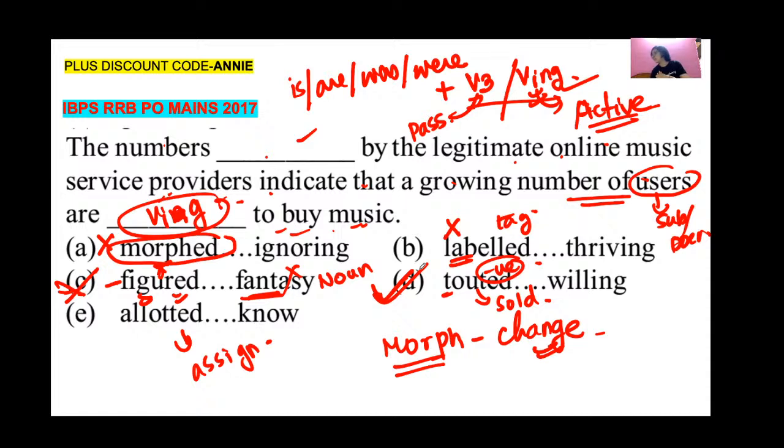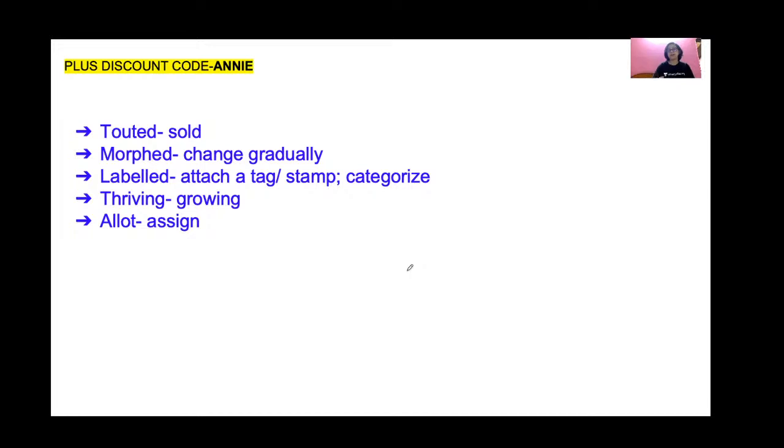So what does this mean now? This means the numbers that the online music service providers are trying to sell might not be true, but they're trying to sell these numbers. They're trying to make you believe that the number of users who want to buy music is growing day by day. They want you to believe that they are selling this to you. So option D is the answer.